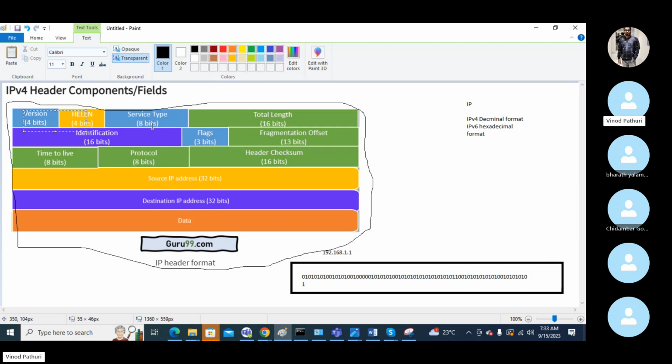And next, IHL. IHL means header length. The first field, version, tells us which version of IP you are using, and the next one is the header length. It has 4 bits of information.